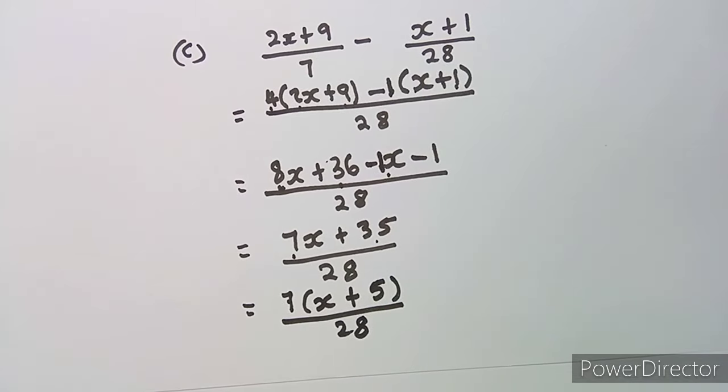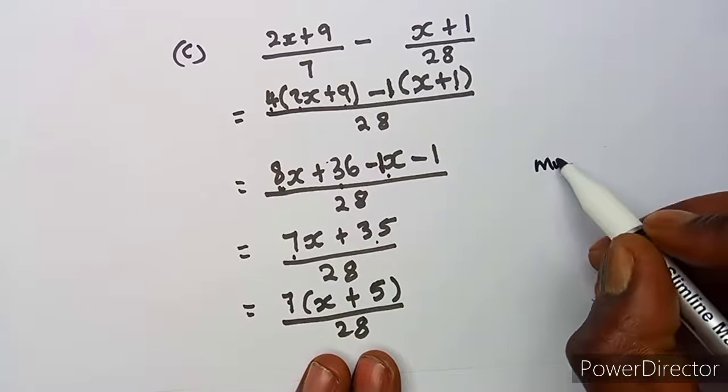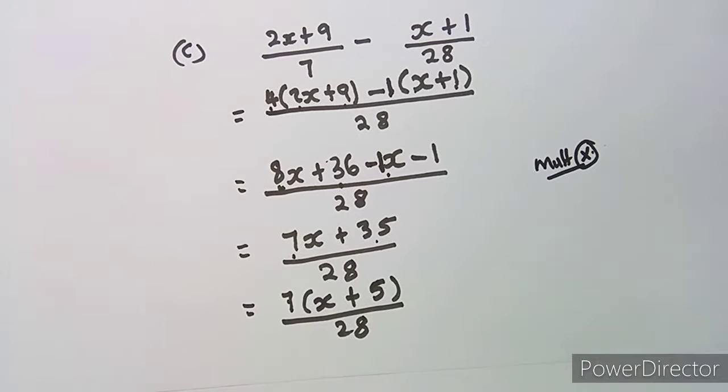So for you to be able to notice that this number is the highest common factor, it means you must be very, very good in your multiplication. That is where you're supposed to be very, very good in your multiplication.